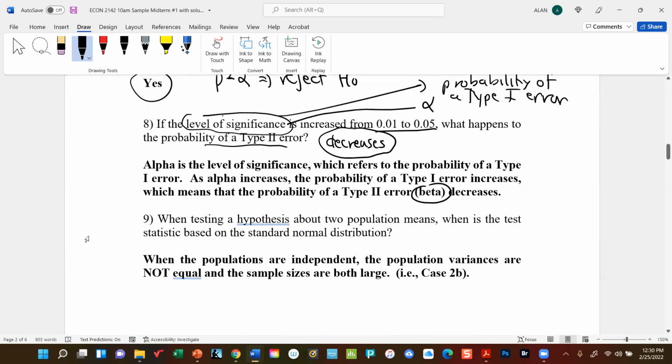Now 9, when testing a hypothesis about two population means, see, this time I actually specifically said what it was. When is the test statistic based on the standard normal distribution? All right, now you might remember that we broke up all these cases. This is chapter 11, by the way. Remember we had case 1, 2A, and 2B, 2B for independent samples.